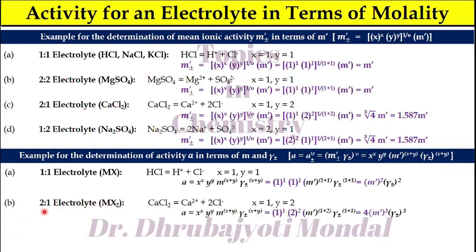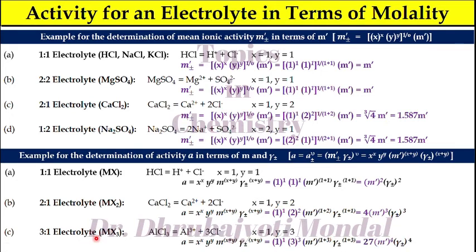Now consider a 2:1 electrolyte, calcium chloride. The charge of calcium, Ca2+, is 2 and the charge of the anion is 1, so it is a 2:1 electrolyte. Now you can see here the number of cations x is equal to 1 and the number of anions y is equal to 2. So activity a is equal to x^x, y^y, m' to the power x+y, γ± to the power x+y. Put the values of x and y in this equation. You get 1^1 × 2^2, m' to the power 1+2, γ± to the power 1+2. That is equal to 4 m' cubed times γ± cubed.